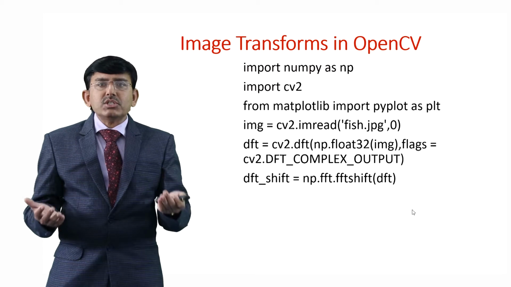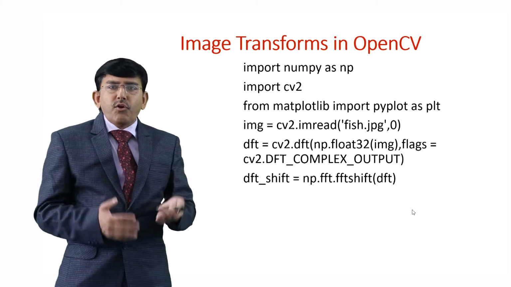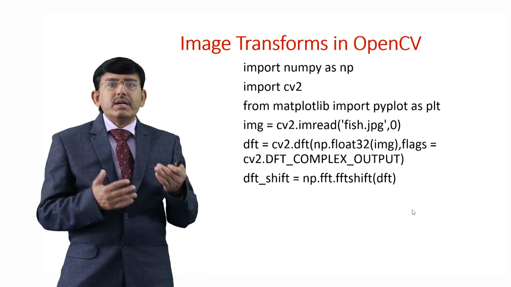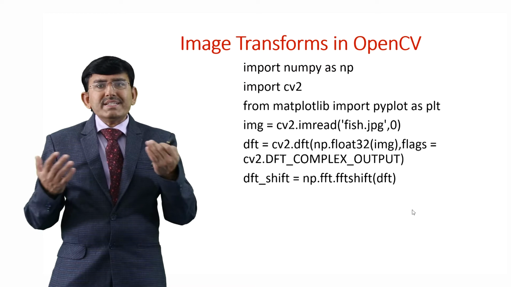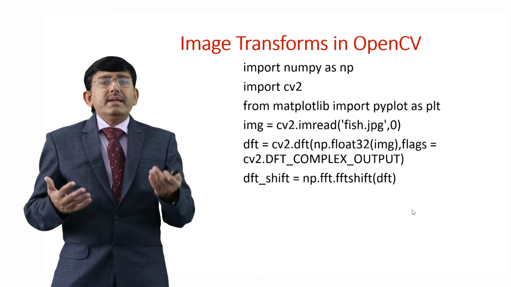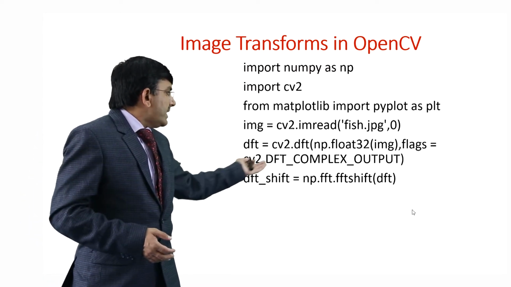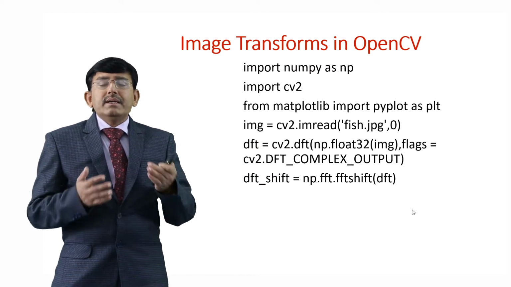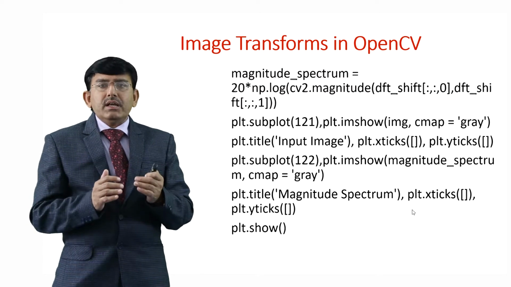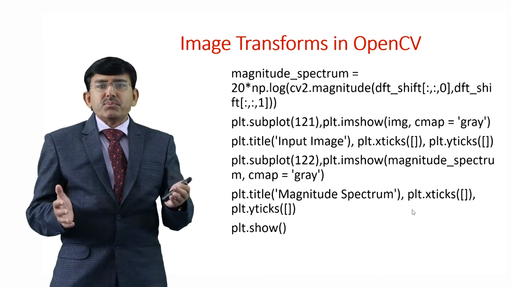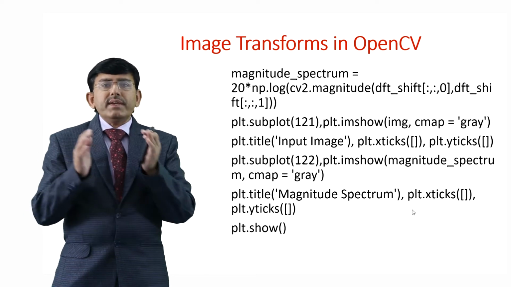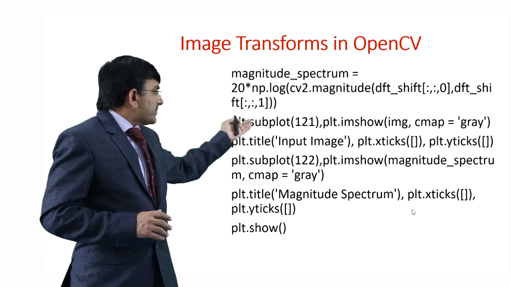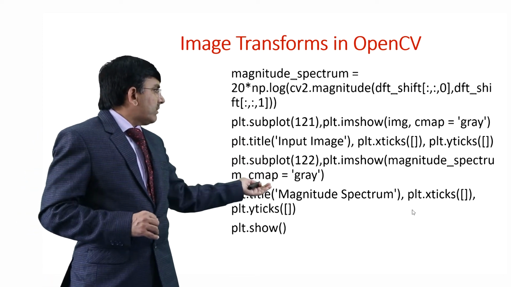cv2.dft is the function to create the variable for applying the discrete Fourier transform. Then we have the np.fft.fftshift function to apply the actual Fourier transform on the input image. After applying, we get the output version of the Fourier transform. Then we display the original along with the Fourier transformed output. This group of statements is used to perform that particular task.